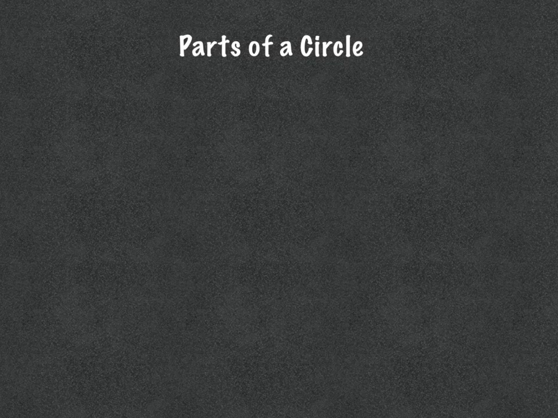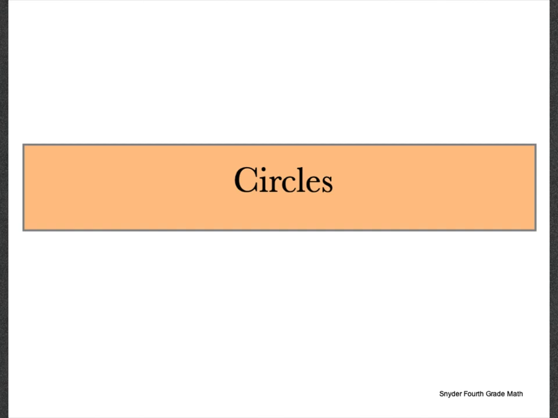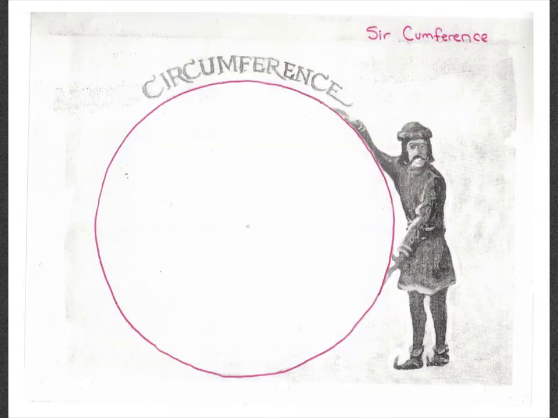Okay, everybody, we're going to talk about parts of a circle. So circles are interesting. They don't follow the same rules as the other shapes. So they actually have different parts. It's kind of interesting that they have different parts and different names.